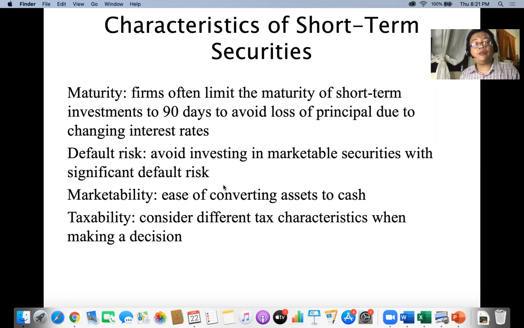With short term investment, you have maturity, default risk, marketability, and taxability. What do you mean by maturity? Firms often limit the maturity of a short-term investment to 90 days to avoid loss. Also default risk, to avoid investing in marketable securities with significant risk. Marketability is the ease of converting them to cash, and taxability means different tax characteristics in making decisions.